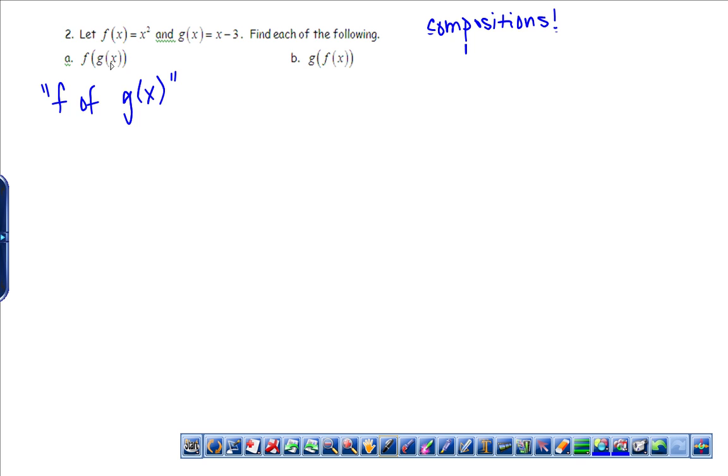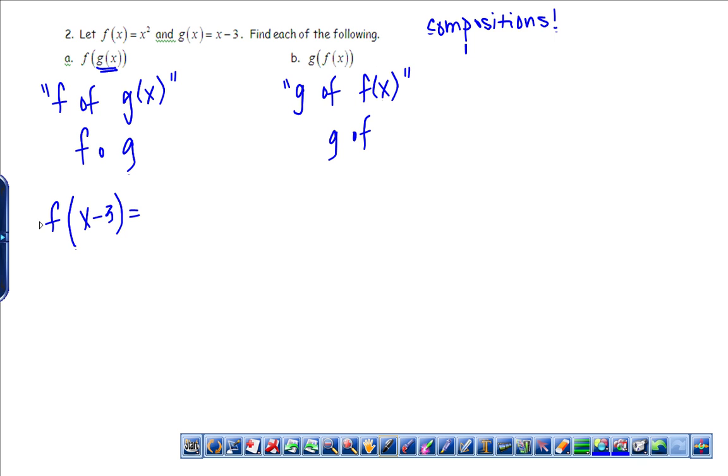And another way that you might see this is with a little bitty o and a g. So you might see this as f o g, and this is g of f of x. And you might see this as g o f, with a little bitty o in the middle. If I see this as f of g of x, the first thing you need to do is replace this g of x. So I'm going to start with f and replace the g of x in the middle with x minus 3.